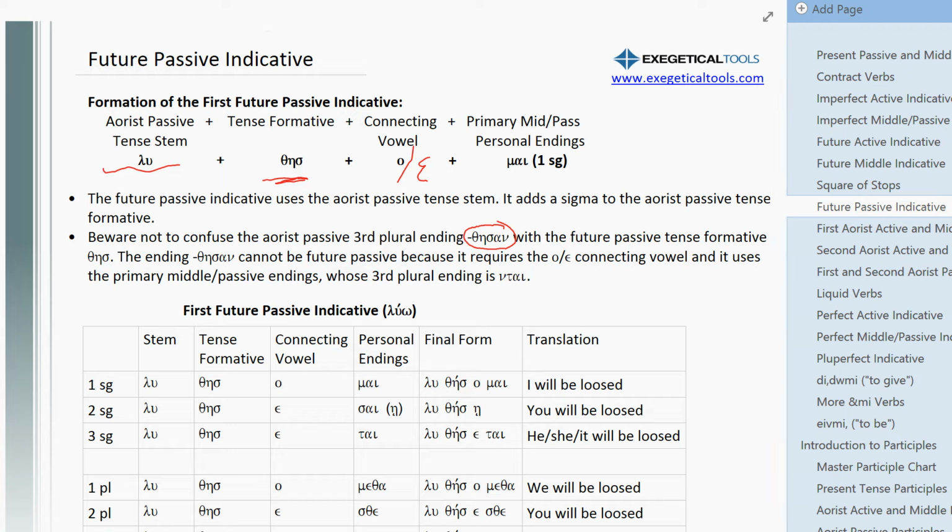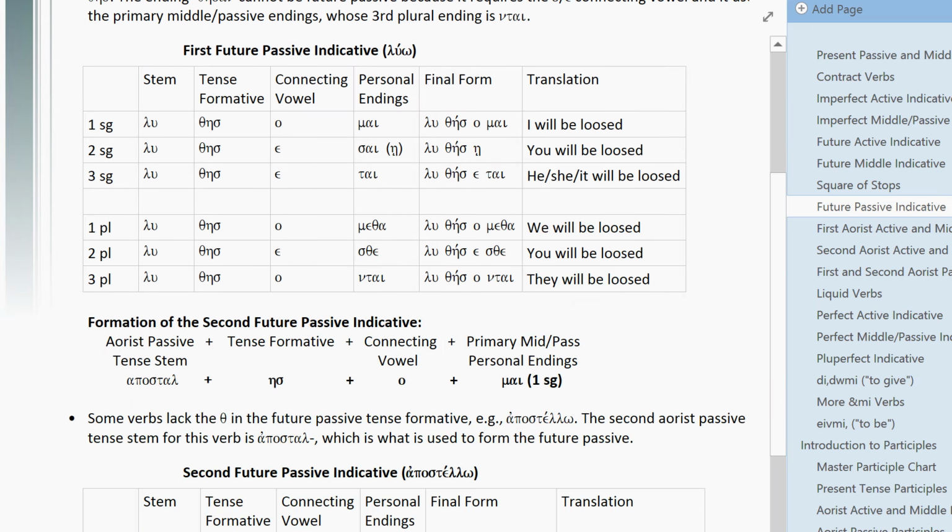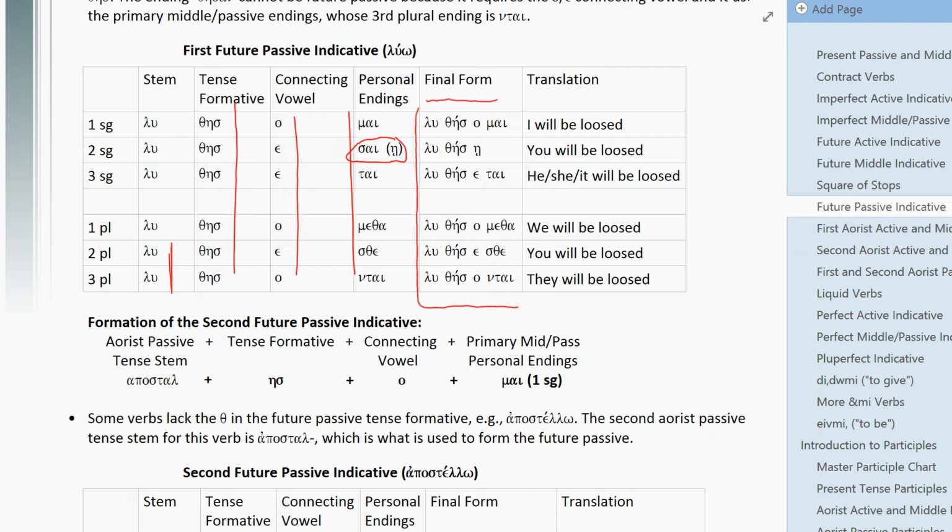Now let's look at the actual paradigm. In the paradigm, we have the stem here. We have the thēs tense formative all the way down, the variable connecting vowel, the endings, as we said. Remember, the second person singular will contract to eta with the iota subscript, and then you have the final forms here. So the final forms being luthēsomai, luthēsē, luthēsetai, luthēsometha.